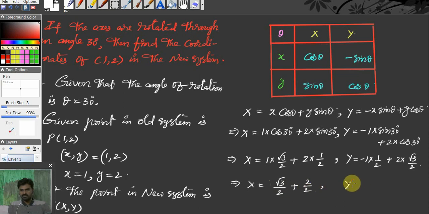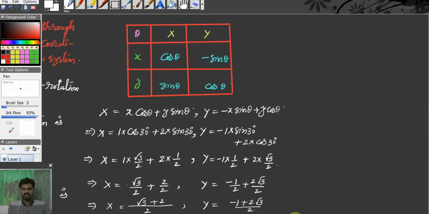Here also y is equal to minus 1 by 2 plus 2 root 3 by 2. So don't make a cancellation here. If you cancel here, then we need to find the LCM, and the process will go too long. Now they are like fractions, with the same denominator, so X is root 3 plus 2 by 2. Here y is equal to minus 1 plus 2 root 3 by 2. So we get these capital X and capital Y answers.